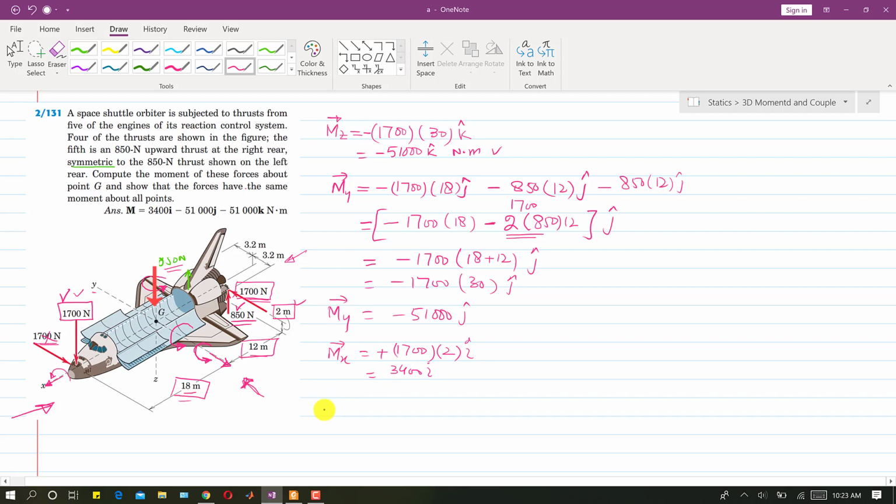So the total moment on this arbiter will be equal to, so Mg will be equal to Mx vector plus My vector plus Mz vector, right? So Mx is 3400 i minus 51,000 j minus 51,000 k, right? So this is the moment about G. So this is the solution of this problem.